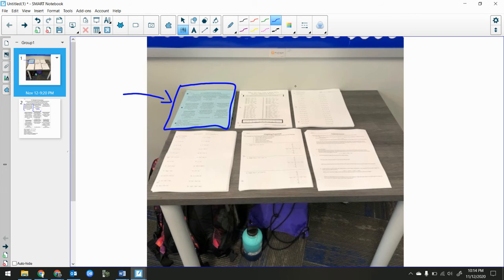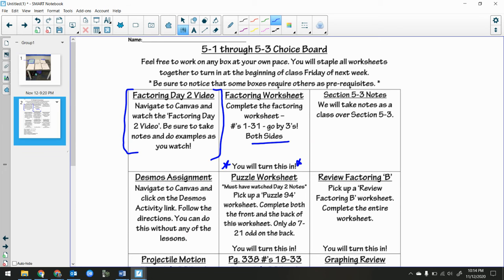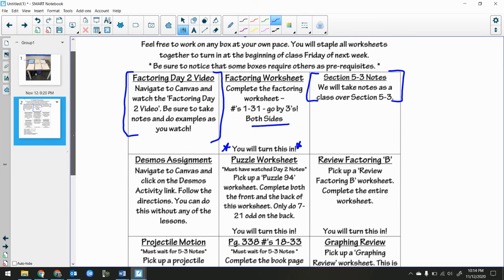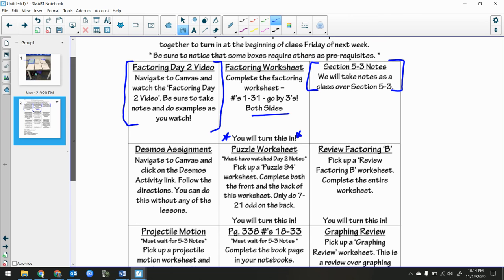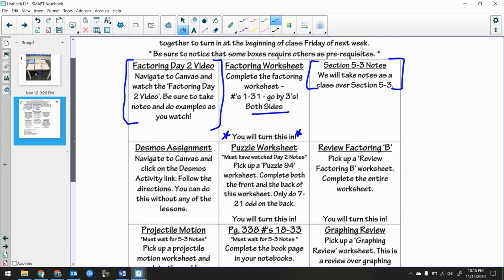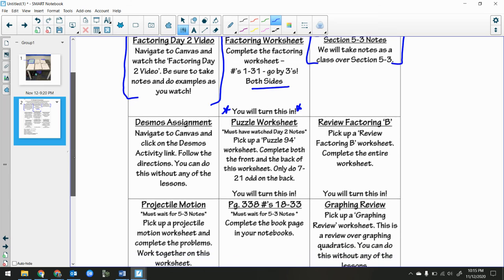I believe this factoring worksheet is, I think it's this one. Factoring worksheet. That one. Okay. Notice that you can do that one right now if you want to. You could spend the rest of the day watching this factoring day 2 video. You could not do these section 5-3 notes. I'm hopefully going to give you these by the start of next week. It all depends on if I'm there at the start of next week. Hopefully I can teach you that on Monday or Tuesday. If not, I'll be doing a video and you'll see me posted on Canvas.